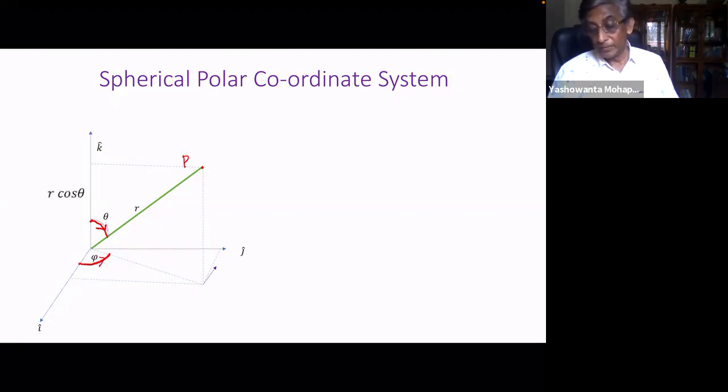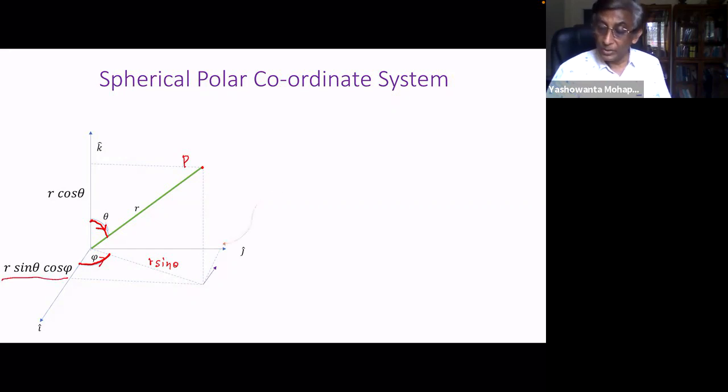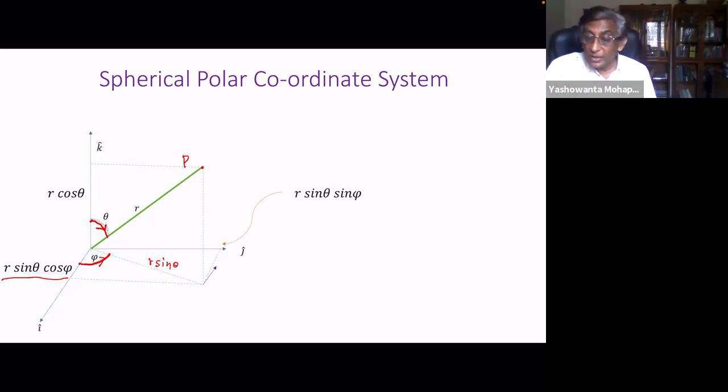And then what is the component on the k-axis? r cos theta, obviously. What is the component on the i-axis? This is r sin theta, and then the projection of r sin theta onto the i-axis is r sin theta cos phi. And so this is r sin theta sin phi on the y-axis.